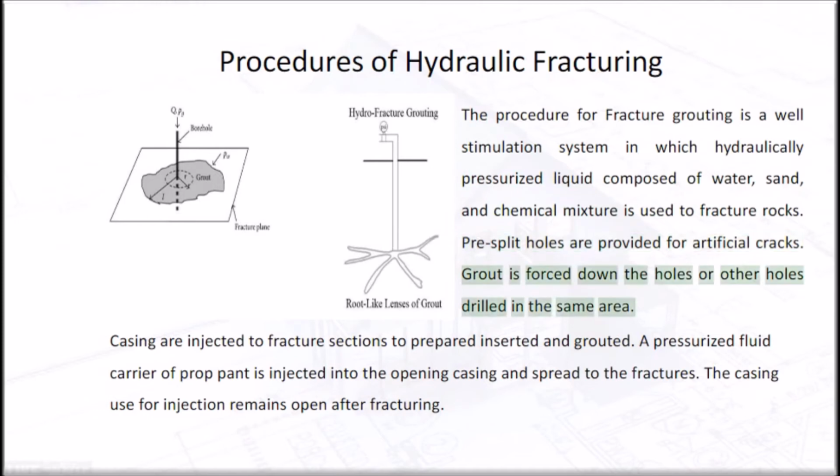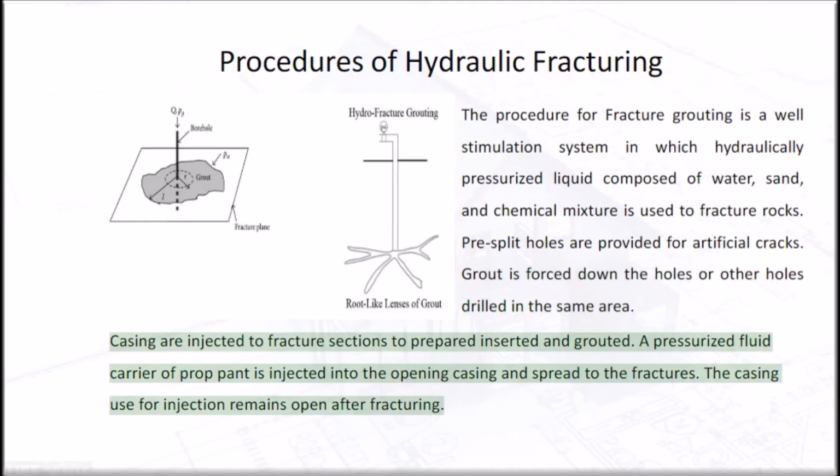Grout is forced down the holes or other holes drilled in the same area. Casings are prepared, inserted and grouted at the sections to be fractured. A pressurized fluid carrier of proppant is injected into the open casing and spreads to the fractures. The casing used for injection remains open after fracturing.